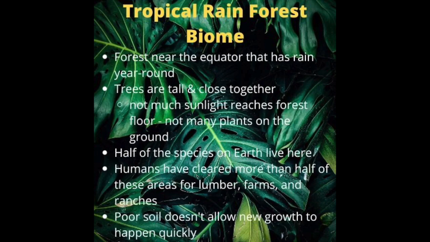Tropical rainforests, though, have very poor soil, which doesn't allow new growth to happen very quickly. So those tall trees, they're really established, but it's hard for new things to become established. Because of all the rain, the soil gets washed away rather quickly. Humans, though, have cleared more than half of these areas. As humans, we use the area for lumber and we create farms or also ranches. As we clear these areas for lumber, though, because of the poor soil, there's not going to be a replacement or regrowth of these tropical rainforests.